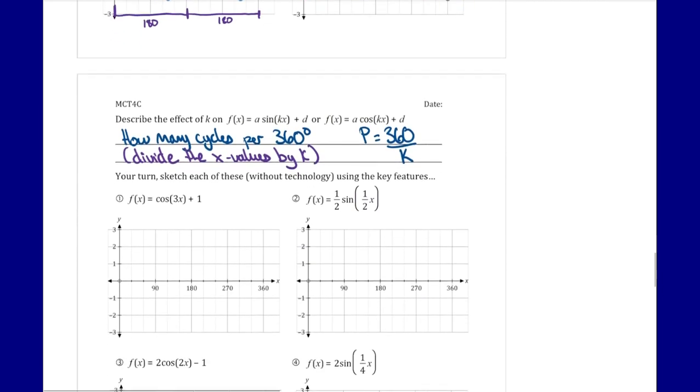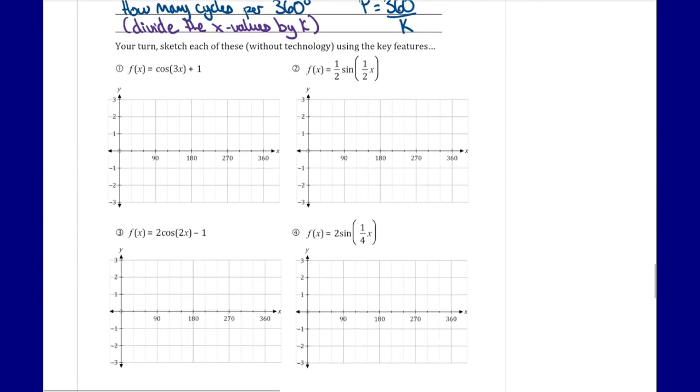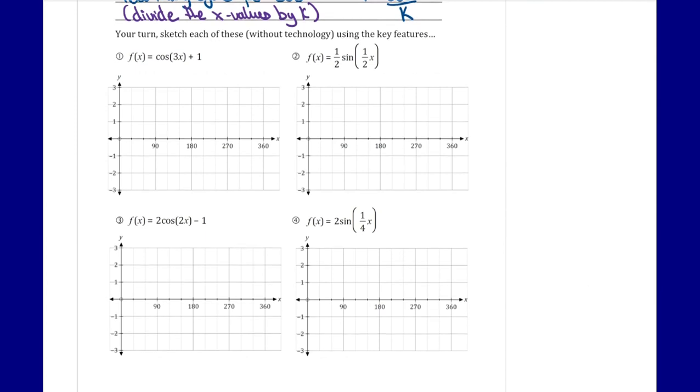So let's go through and try to sketch these. Again, these are going to be some practice, so I want you to try to go through and do these on your own. I'll walk through the first one with you so you get a general idea. Right, so we have two values. This value tells us our midline, so I'm going to put that one down first.